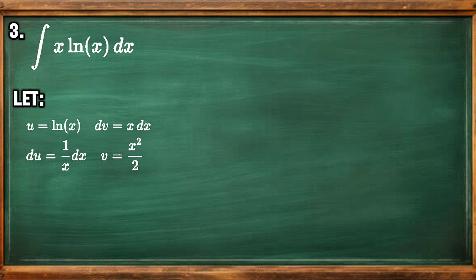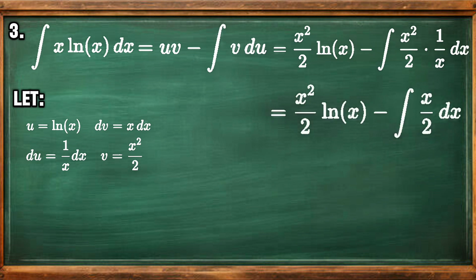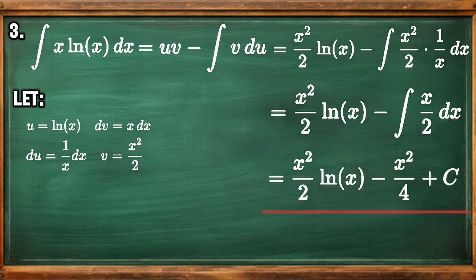Using the integration by parts formula, we now substitute. So, the integral becomes x squared over 2 ln x minus integral of x squared over 2 times 1 over x dx. We simplified the expression inside the integral, turning it into x over 2. Now, we integrate x over 2, which gives us x squared over 4. So, the integral result is x squared over 2 ln x minus x squared over 4 plus c.